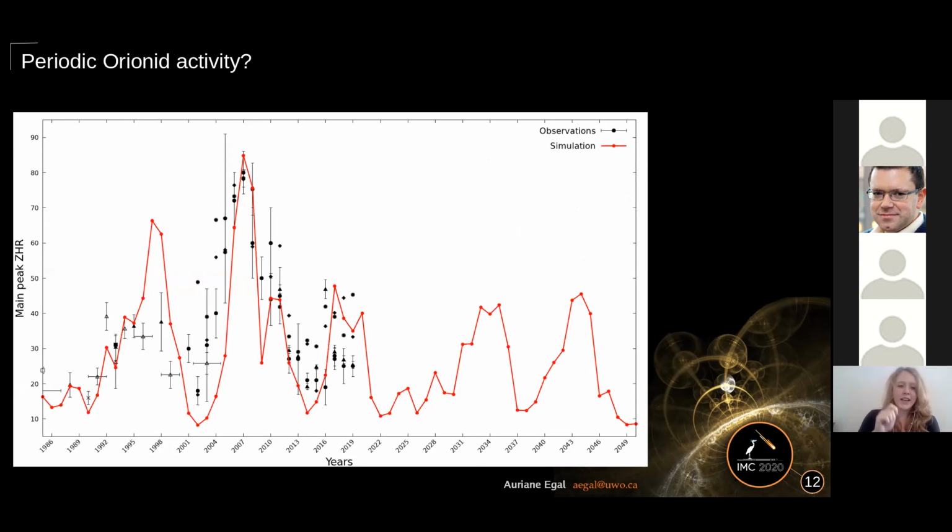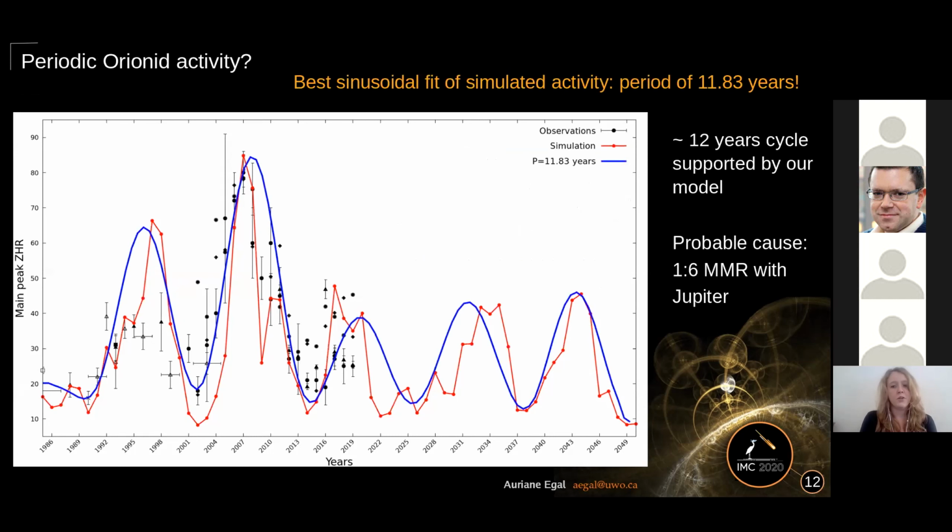So here in red again, you have our simulated ZHR rates for the Orionids. And when we try to fit this red curve with a sinusoidal function, the best match is obtained for a period of 11.83 years, which is very close to Jupiter's orbital period. So we have investigated that a bit deeper, and it seems that our model supports the existence of a close to 12-year cycle in Orionid activity that is again induced by the 1:6 mean-motion resonance with Jupiter.